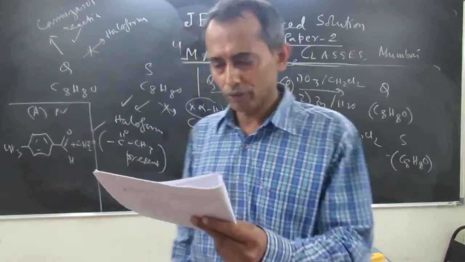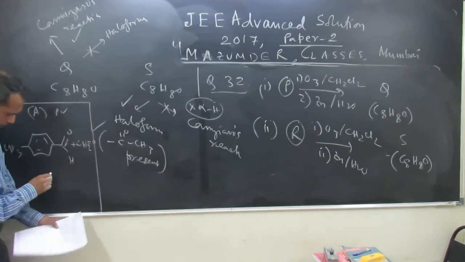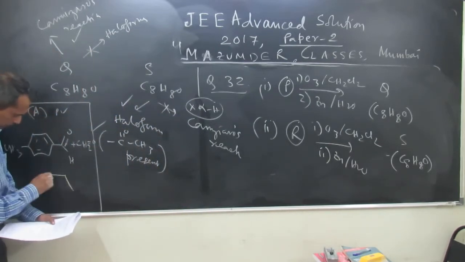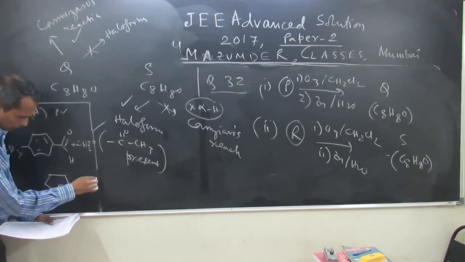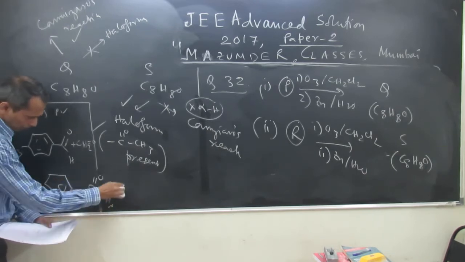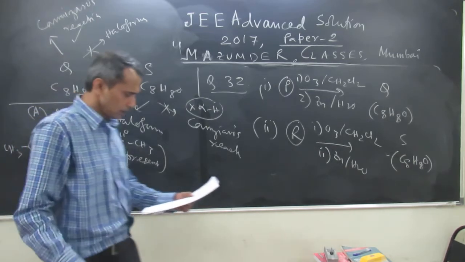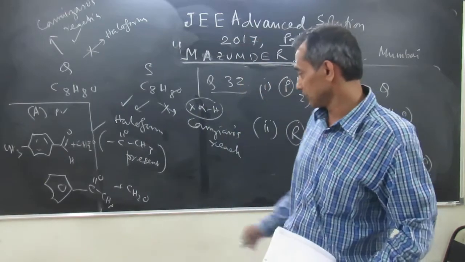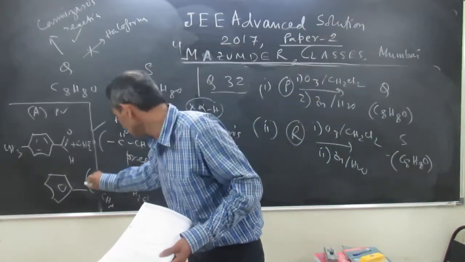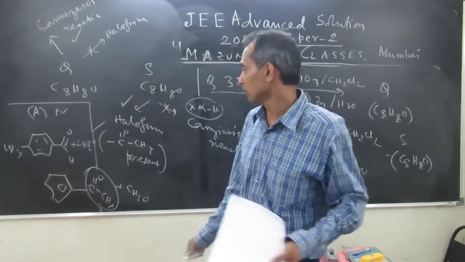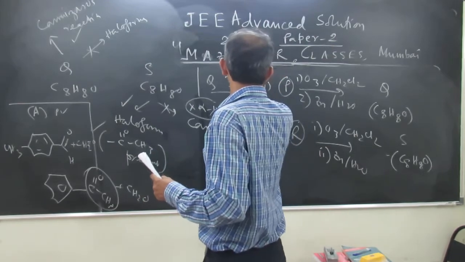And for R in option A, R gives benzaldehyde, and you get C double bond O CH3 plus CH2 double bond O. Again you have to check whether it is C8H8O or not. Yes, it is C8H8O, so 2 plus 6 gives C8. It has a keto methyl group, so it will give haloform reaction. Therefore 32A answer is correct.